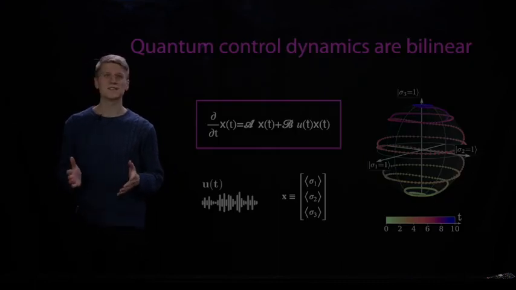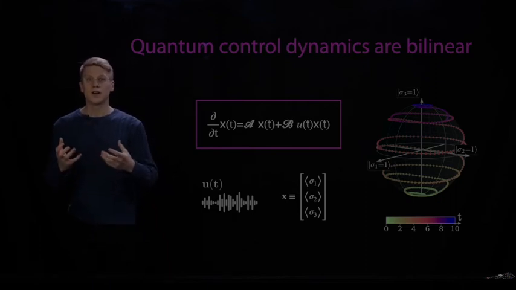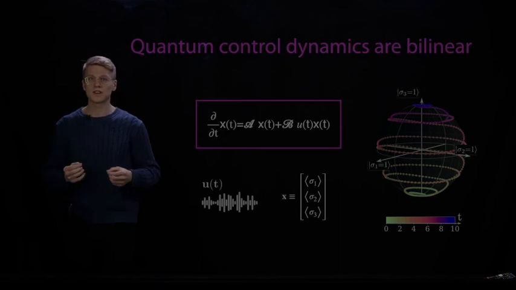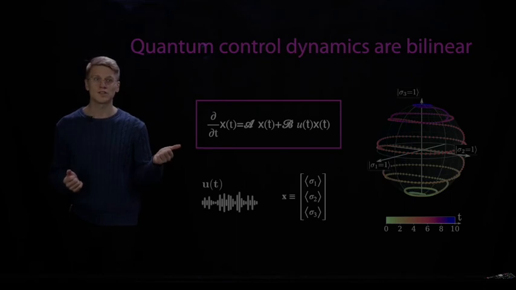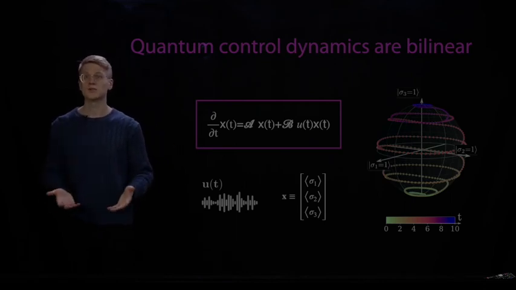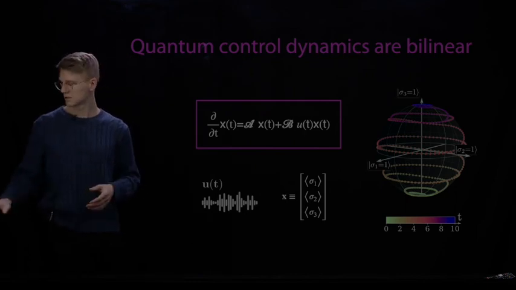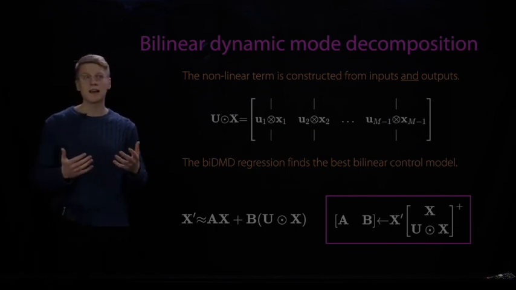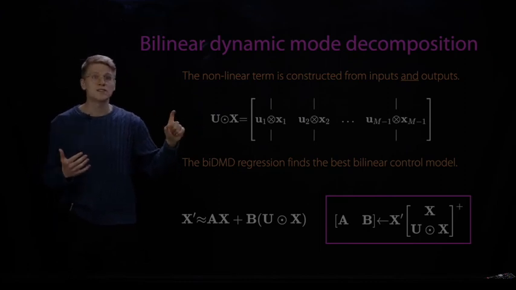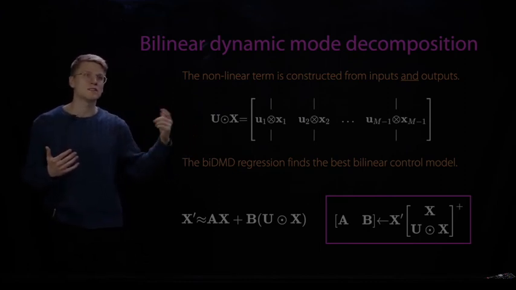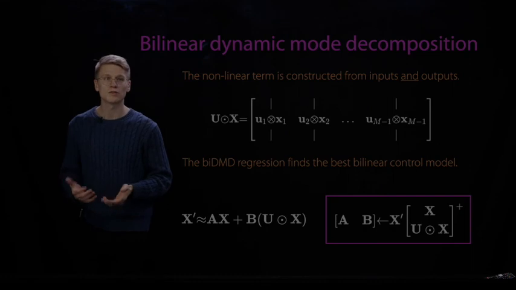For us, what this means is that we have to be very careful about the kind of quantum control equation that we're going to be using. That is, the form is going to influence the kind of DMD that we have accessible to us. And quantum control dynamics, it turns out, are bilinear. And so what this means is that we're going to have to adapt DMDC to accommodate the bilinear equations of our list of observables. This leads us to pursue the bilinear dynamic mode decomposition, in which we'll construct a nonlinear term from the inputs and the outputs via this Khatri-Rao product, which basically is just a Kronecker product that respects the time dimension. The bi-DMD regression then finds the best linear control model associated with our system.